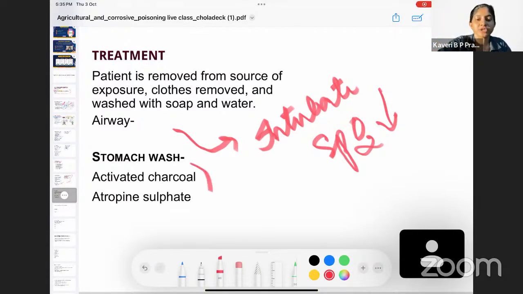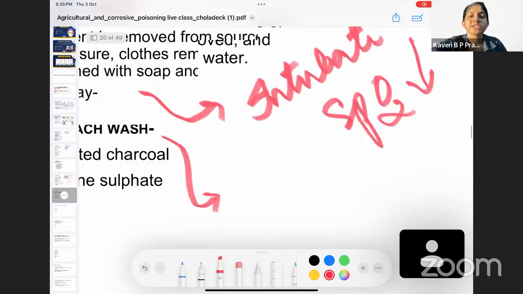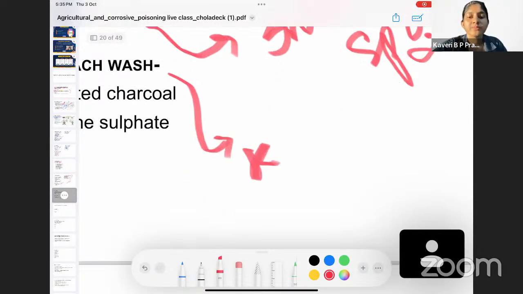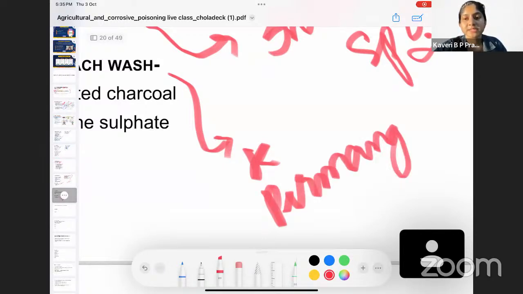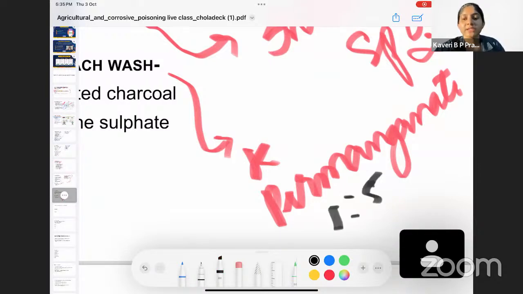Coming to stomach wash. What is the use of stomach wash? It is going to prevent the absorption of the poison from the stomach. Stomach wash can be given using potassium permanganate. Potassium permanganate is a substance that is used for stomach wash in most of the cases of poisoning. If only stomach wash is mentioned, assume that it is going to be potassium permanganate. Only in very few cases, something else is going to be used, and that time it will be specifically mentioned. The concentration of it is 1:5,000.